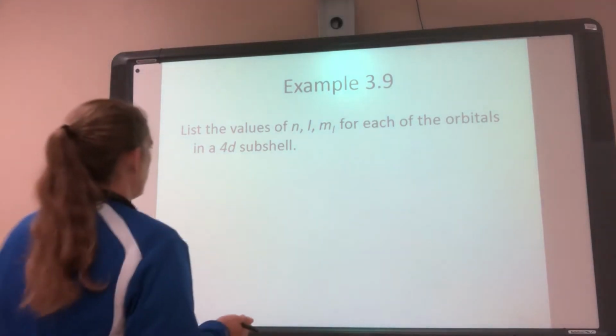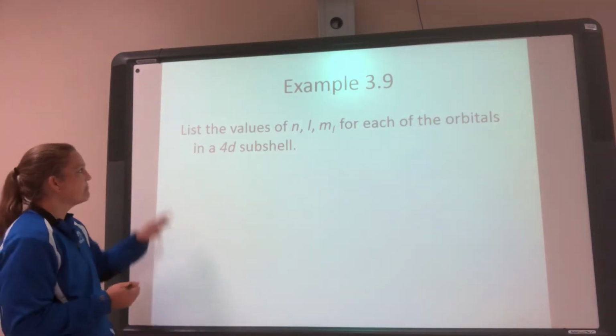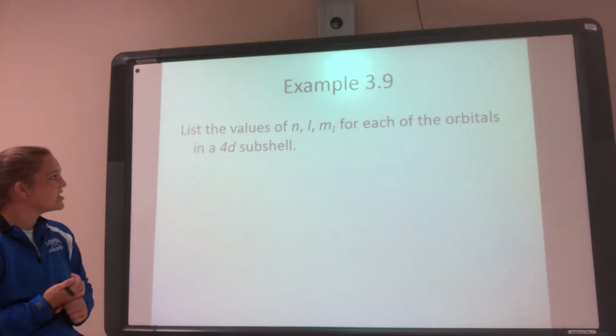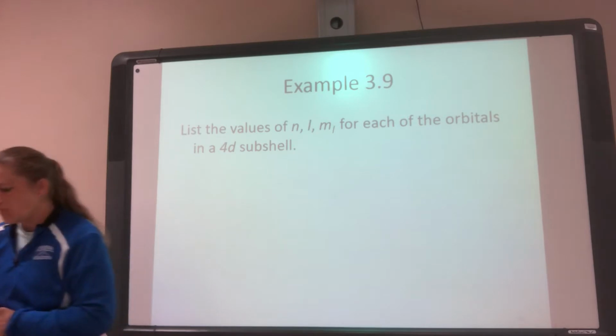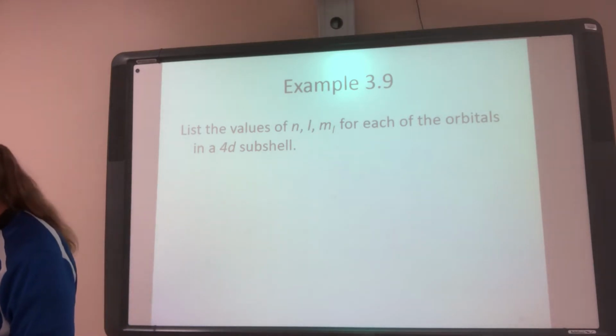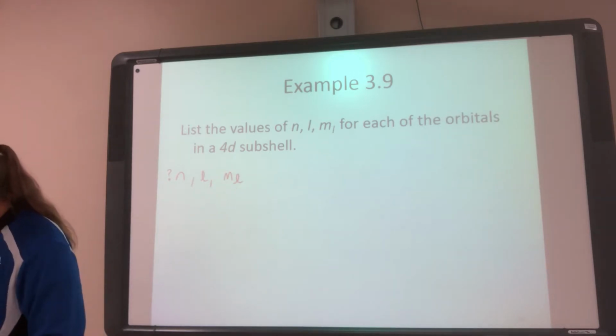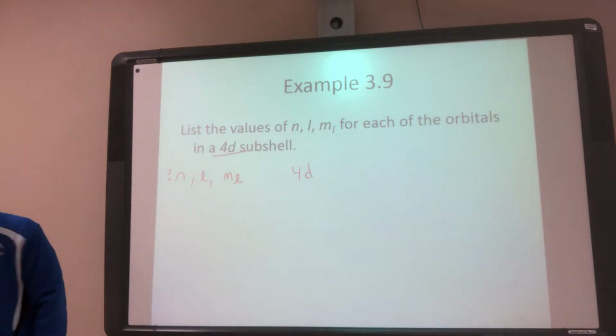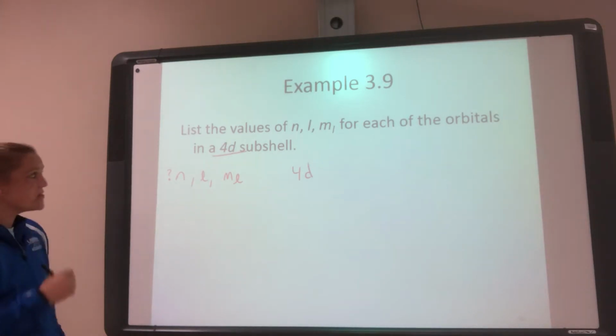So let's put it all together. Let's look at this problem. List the values of N, L, and ML for each of the orbitals in a 4D subshell. So what am I looking for? I want N, L, and ML. What did they tell me? They told me it was a 4D. That's all I know. So now let's talk about what this means.